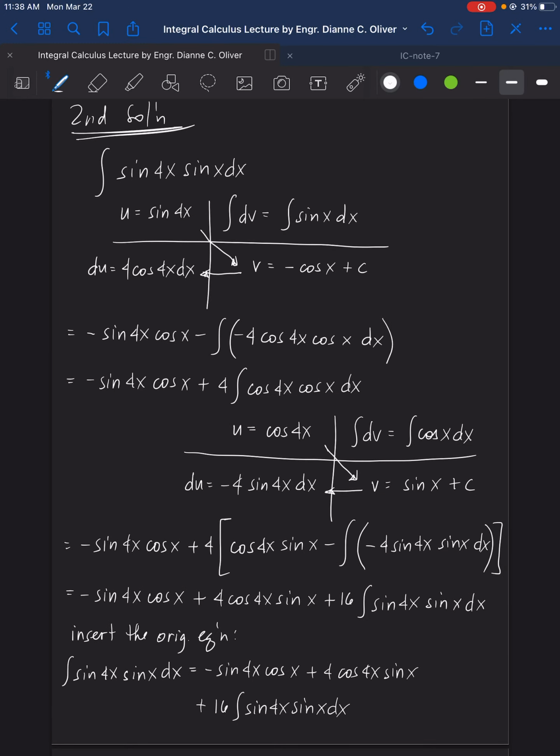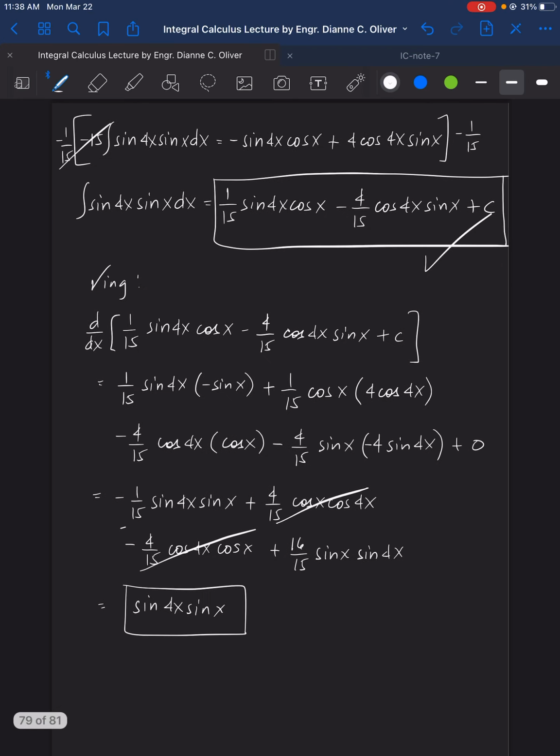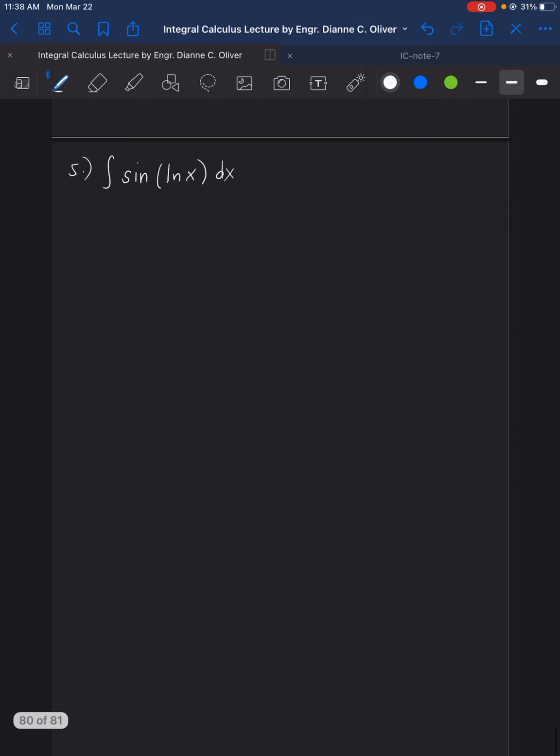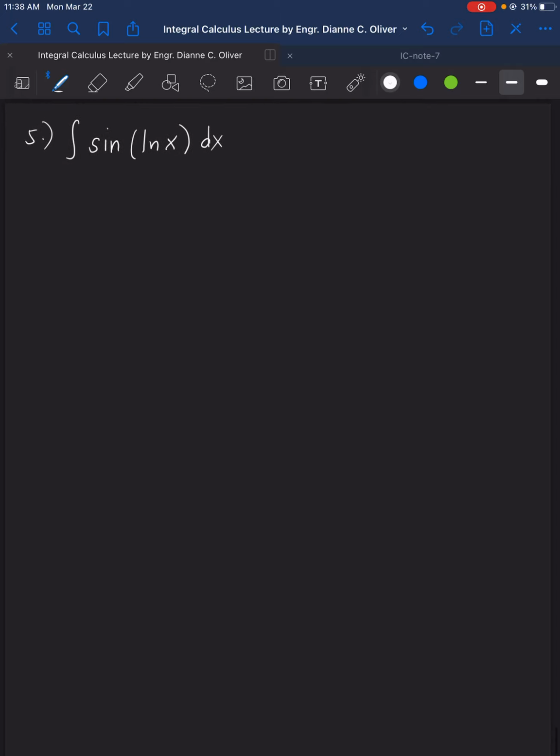So, screenshot the second solution before we proceed to the final example, number 5. So, number 5, final example. The integral of sine of ln x dx from LIATE.